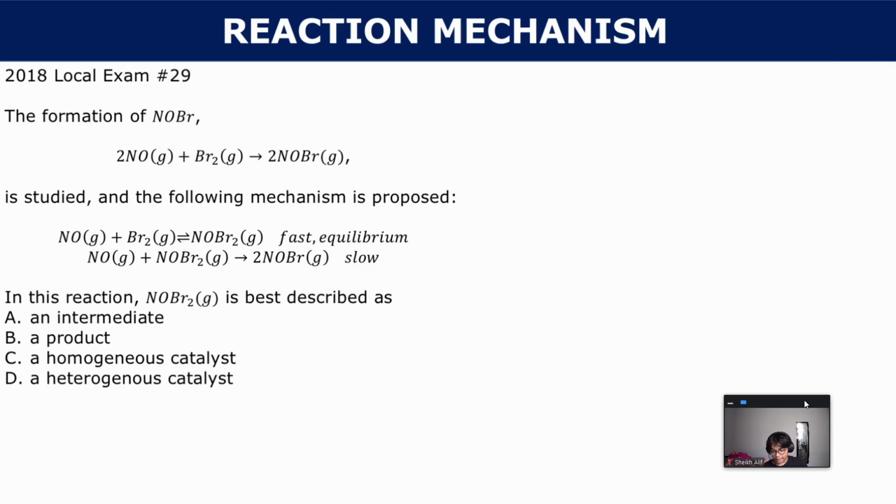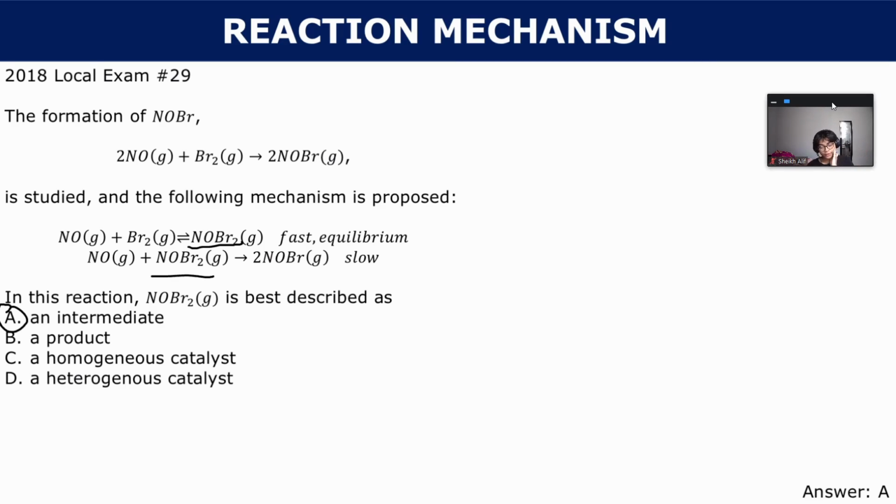I have one more. This is the last one. It's the same setup for the question, but in this case, it asks us in the reaction, NOBr2 is best described as... well, NOBr2 is produced in one reaction and then used up in the subsequent one, and that is what we call an intermediate. And that is answer choice A.